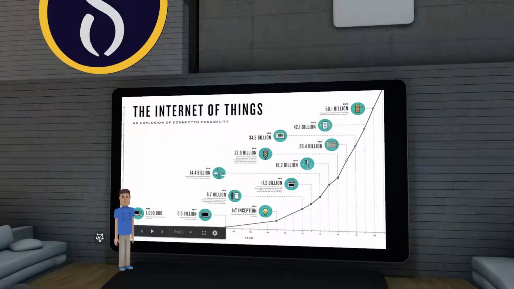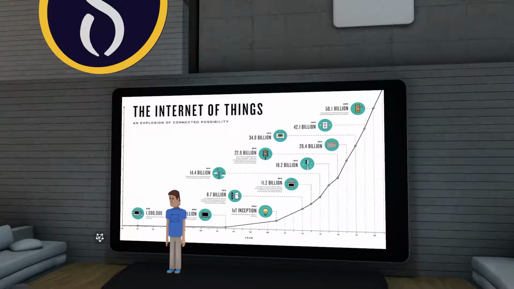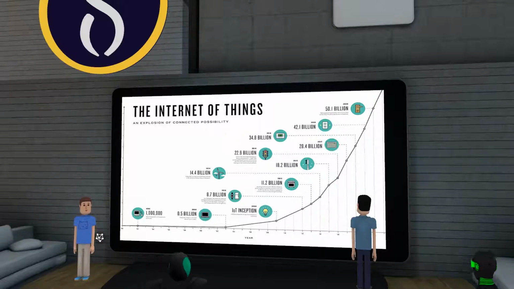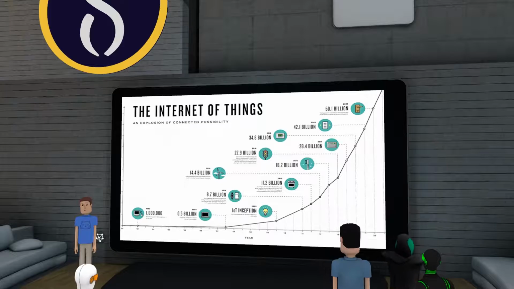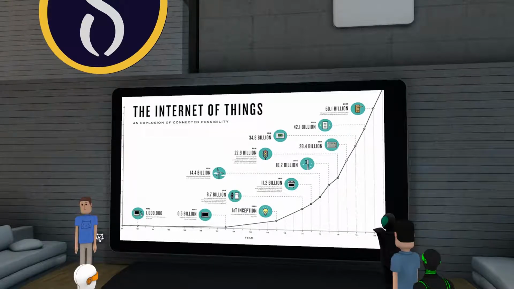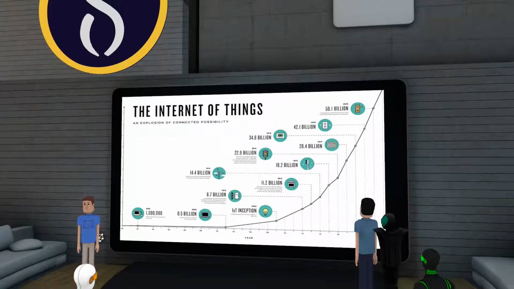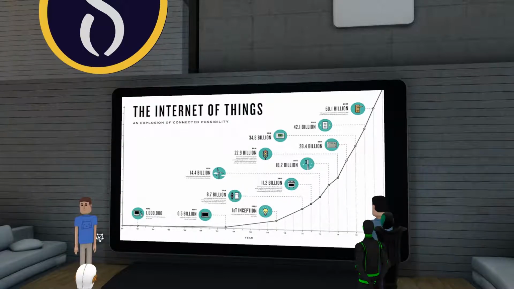So this is the curve, and this is what we're talking about. Ultimately, by 2012, 8.7 billion devices were connected. By 2014, 14 billion devices. In 2016, nearly 23 billion devices were connected to the internet, which brings us to today, where we have 34.8 billion devices connected to the internet.